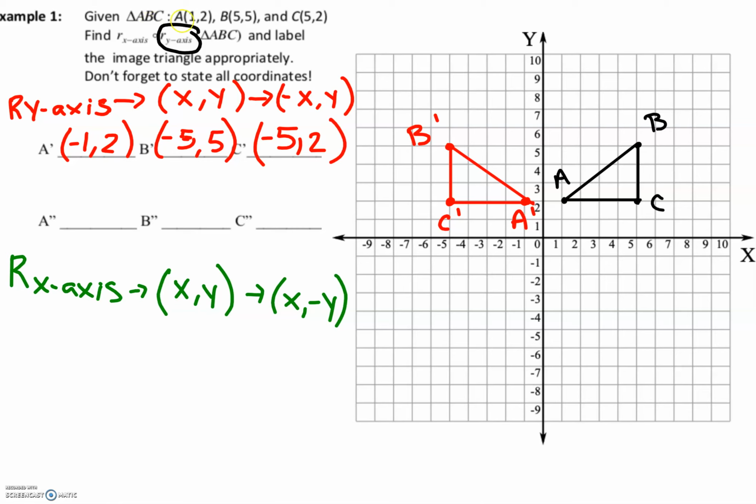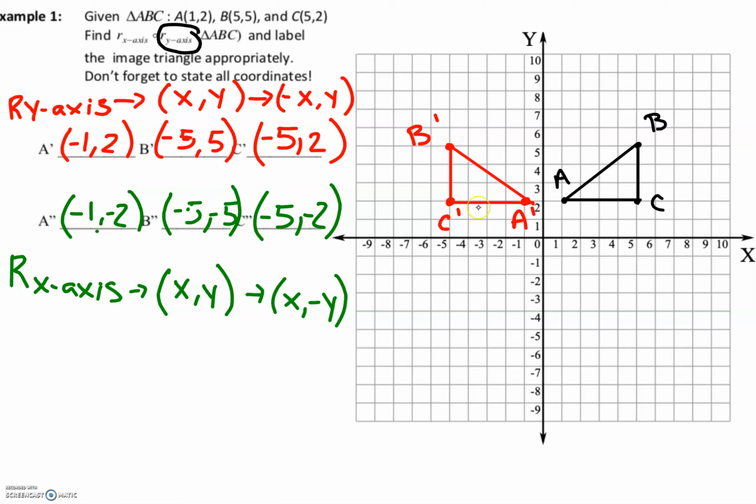And again, we're not using the original set of points. We're now using our new points. So we're going from A prime to A double prime. So now this is going to be at negative 1, negative 2, negative 5, negative 5, and negative 5, negative 2. Okay, and we'll graph our reflection over the x-axis.